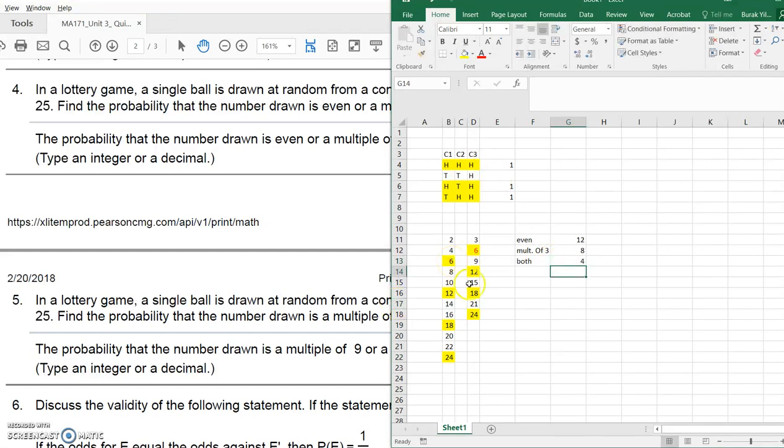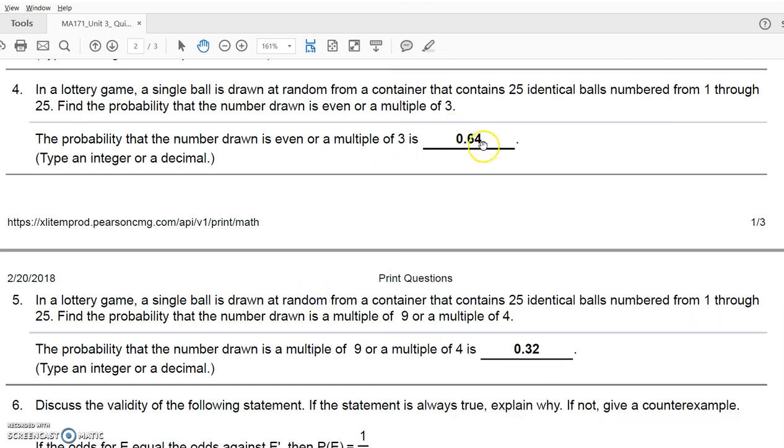which are both even and divisible by 3. So those are being counted twice if I just simply add up 12 and 8. So I need to subtract their intersection. So desired is then 12 plus 8 minus 4, which is 16. And the total is obviously 25 because there are 25 balls. So the probability equals 16 divided by 25. So that's 0.64.